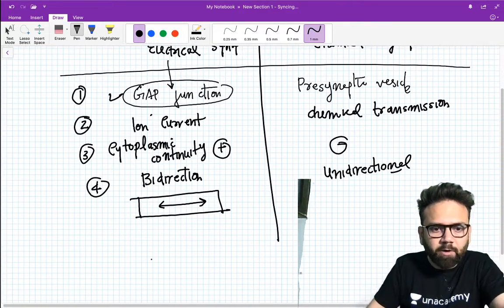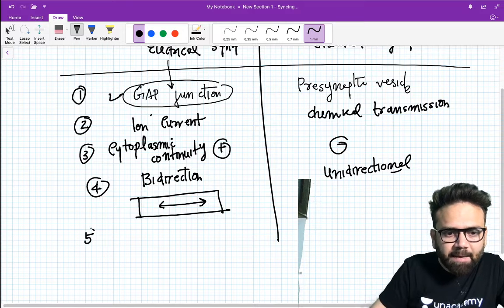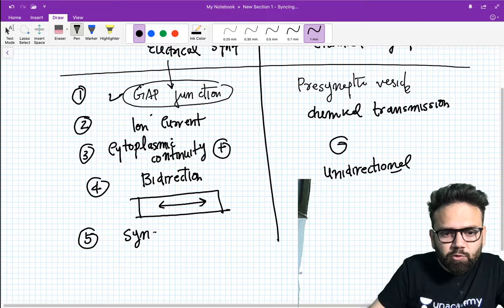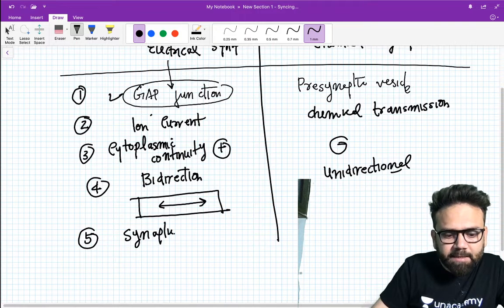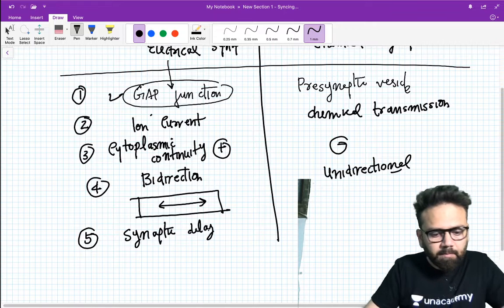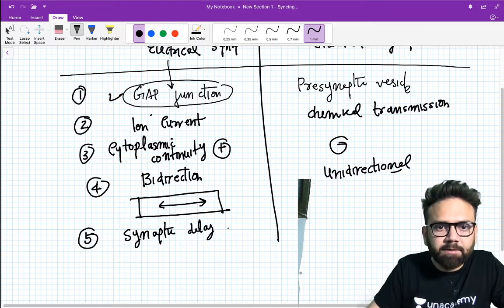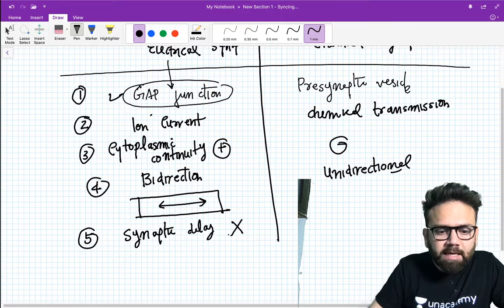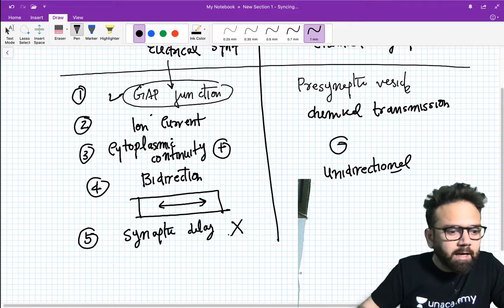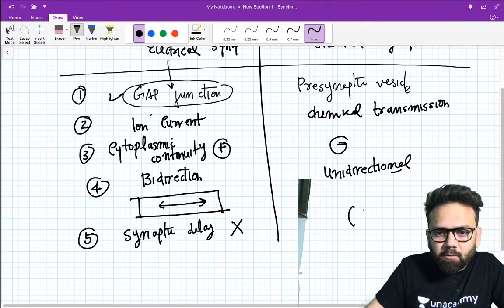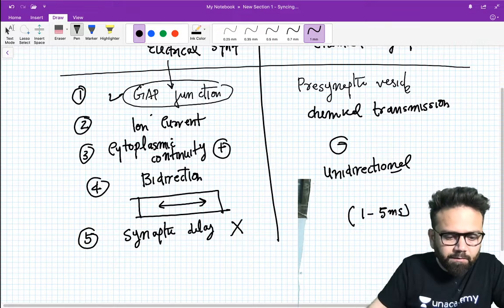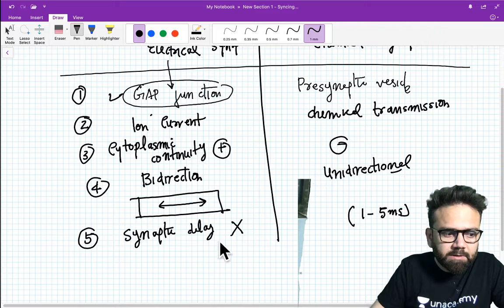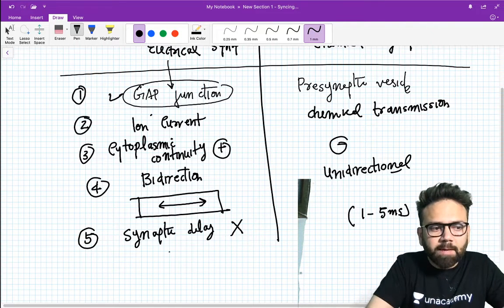Point 5. Which has synaptic delay, which takes some time to transmit? There is no synaptic delay in electrical synapse, and there is a synaptic delay of 1 to 5 milliseconds in the case of chemical synapse. So these are two types of synapse.